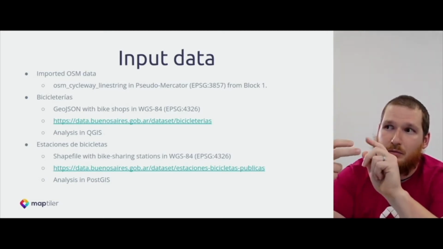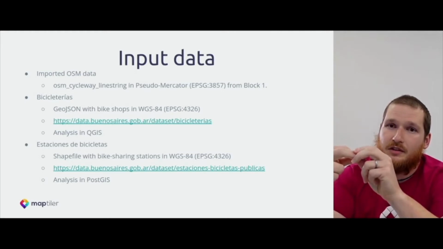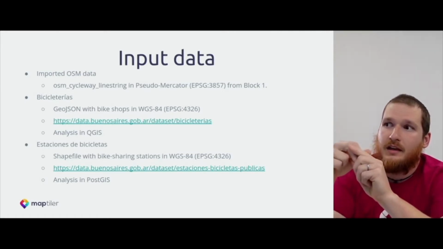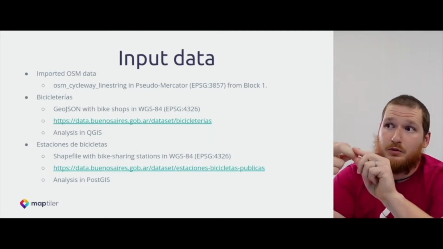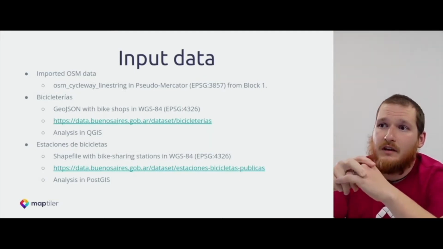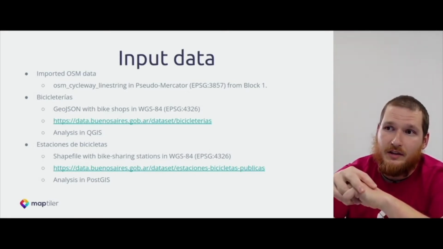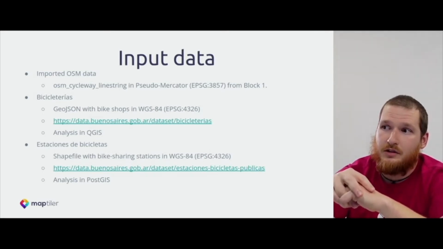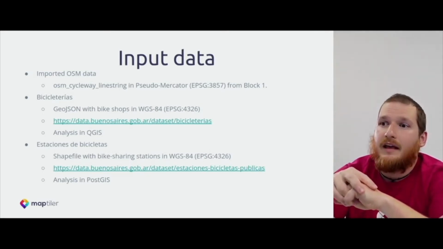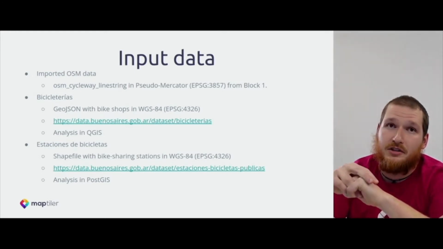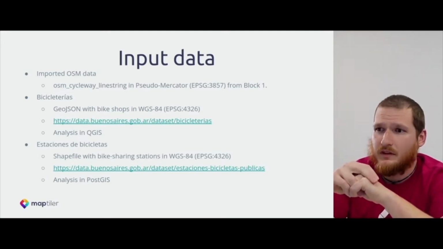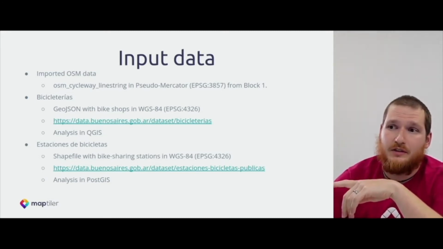One is a GeoJSON with bike shops. This GeoJSON is in WGS 84. This GeoJSON is from the Open Data Portal of Buenos Aires. And this GeoJSON will be analyzed in QGIS. The second dataset is a Shapefile, also in WGS 84. And this Shapefile has bike sharing stations. Both datasets are datasets with points. The Shapefile will be analyzed in PostGIS.